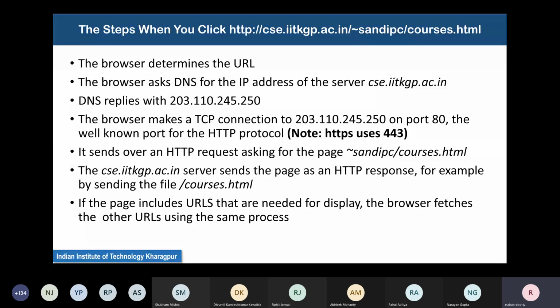Why port 80? Because this is something called a well-known port. All these well-known ports typically are ports which are below 1024. Okay, there are several well-known ports. HTTP, it is known, always uses port 80, so it makes a TCP connection to that machine at that port.